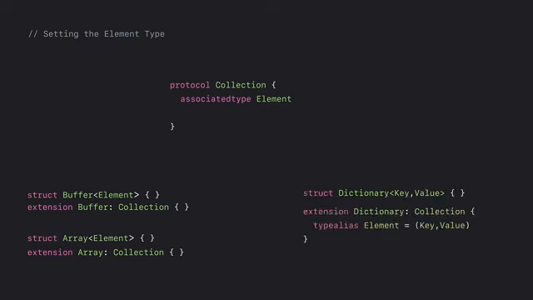For other data types, you might need to do something slightly more specific. For example, a dictionary needs to set the element type to be the pair of its key and value type.